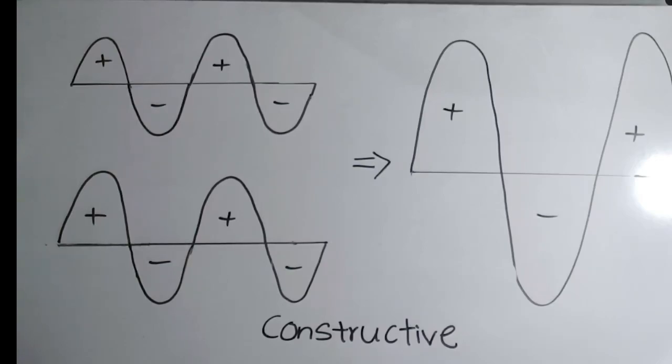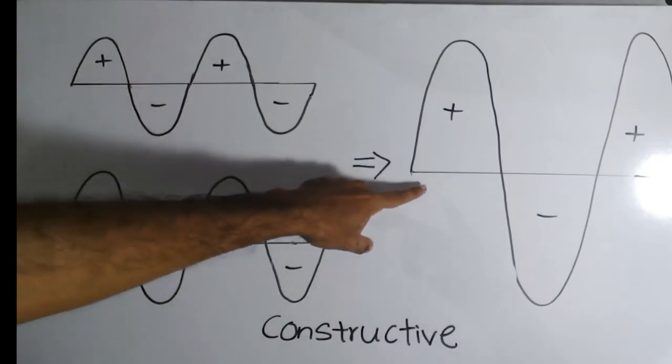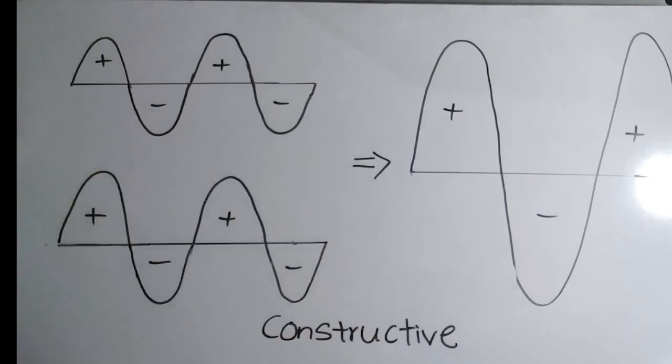Now this is the constructive interference. These two waves are in the same phase. I have marked them as positive and negative. You can see there's the same phase on the two waves. These two waves add together and make a bigger, larger wave. This is called constructive interference.